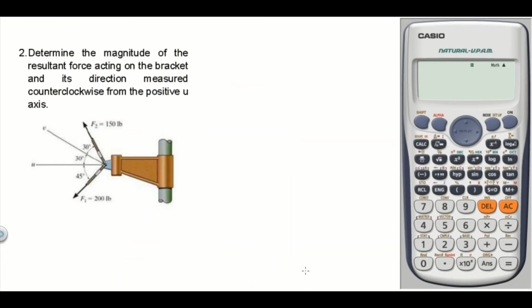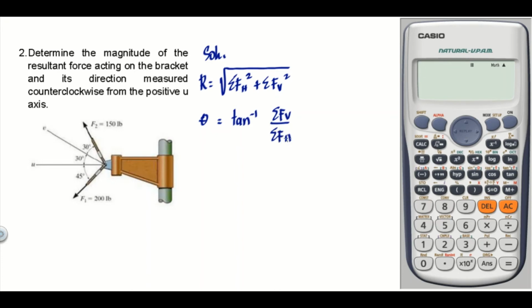Okay, problem 2. Determine the magnitude of the resultant force acting on the bracket and its direction measured counterclockwise from the positive u axis. So, positive u axis. Okay, solution. So, R is equal to the square root of, so this time, gamitin natin ay summation of forces horizontal. Wala kasing x-axis, no? Horizontal na lang gamitin natin. So, squared plus summation of forces vertical, squared. Okay? Then, the angle is equal to the inverse tangent of summation of forces vertical over summation of forces horizontal.